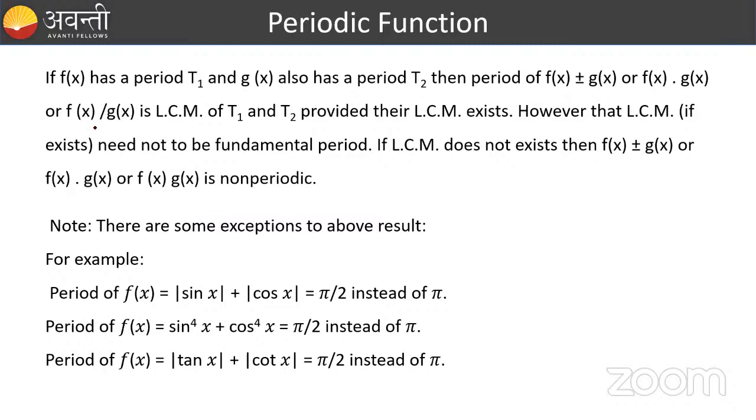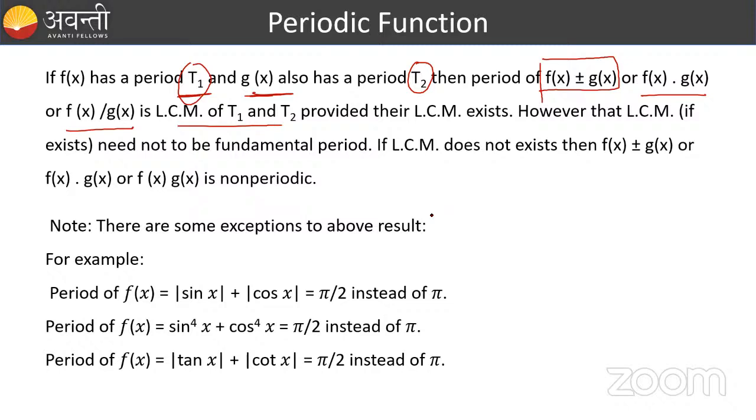Now, if f of x has a period t1, you have two functions: one is f of x, another one is g of x. f of x has the period t1, and g of x is another function which has the period t2. Then remember, the period of f of x plus or minus g of x, f of x into g of x, f of x upon g of x is the LCM of t1 and t2, provided their LCM exists, right?